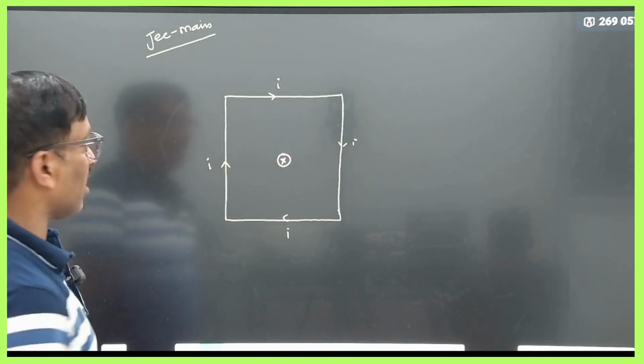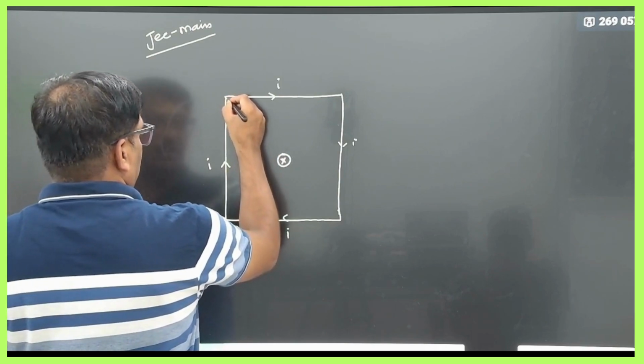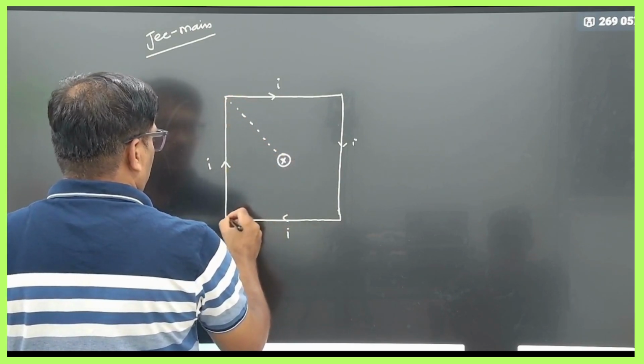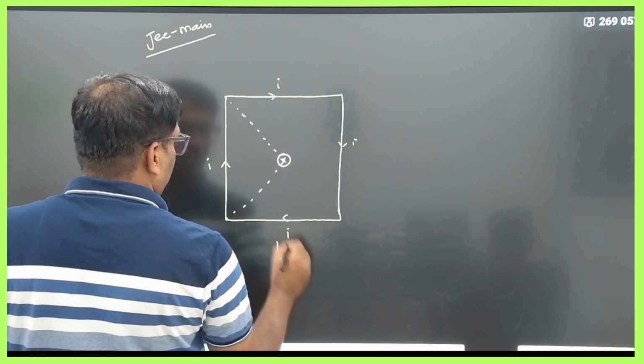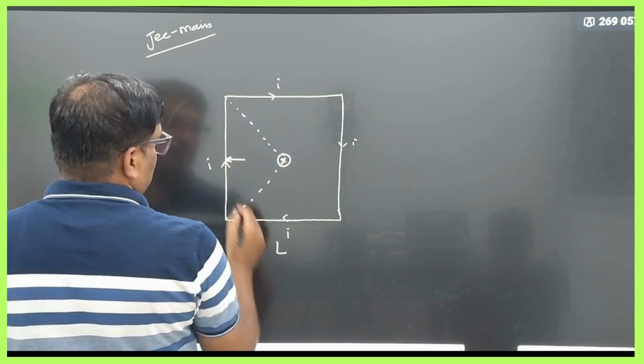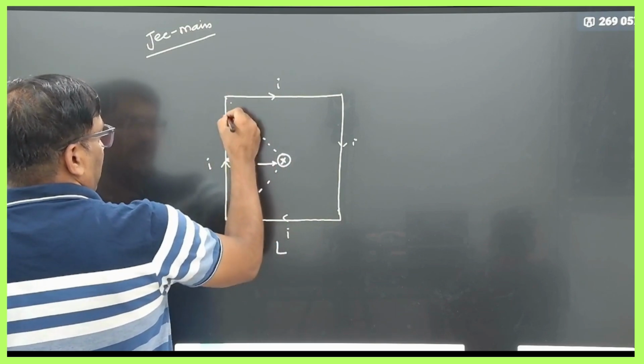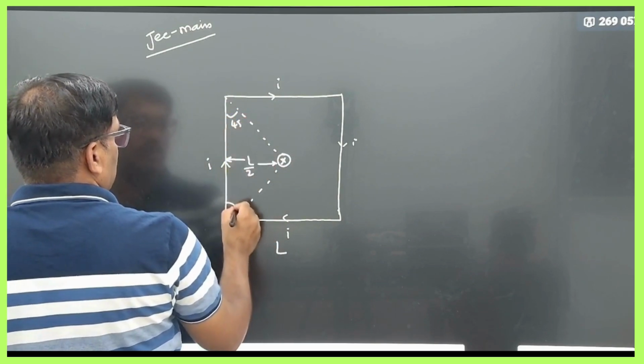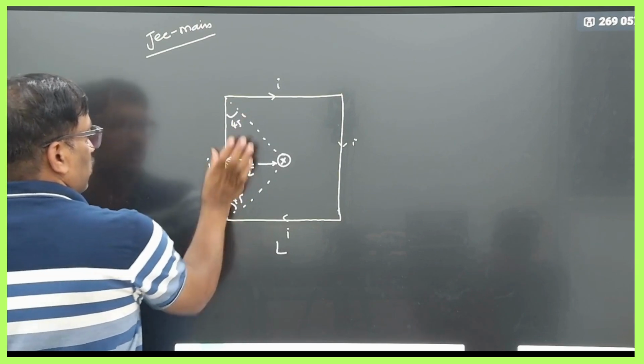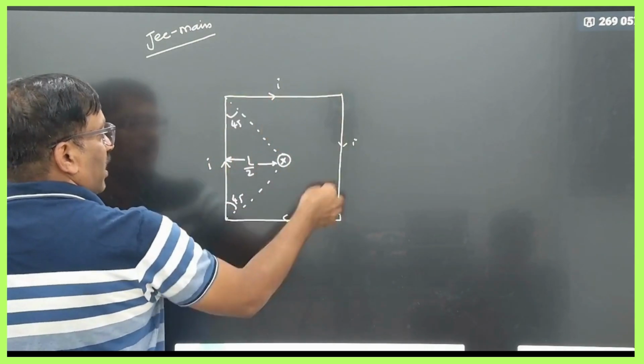We want to calculate it at the center. How to do it now? Totally the length will be equal to L. So what can you write? This distance will be L by 2. You know this is divided equally, 45 degrees, so this is also 45 degrees. Now this is due to, it is inside. Like that, 4 parts are there.